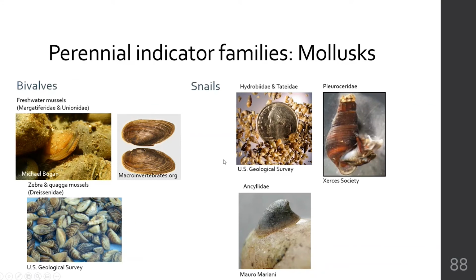All right, so let's start talking about these perennial indicator families, and we're going to start with the mollusks. There are two major groups of mollusks out there: bivalves and snails, and they're pretty easy to recognize. The Xerces Society identified the two families of freshwater mussels as perennial indicators: pearly mussels, Margaritiferidae and Unionidae.